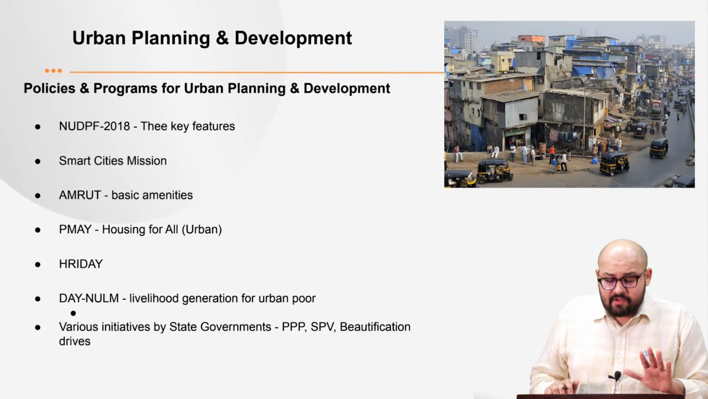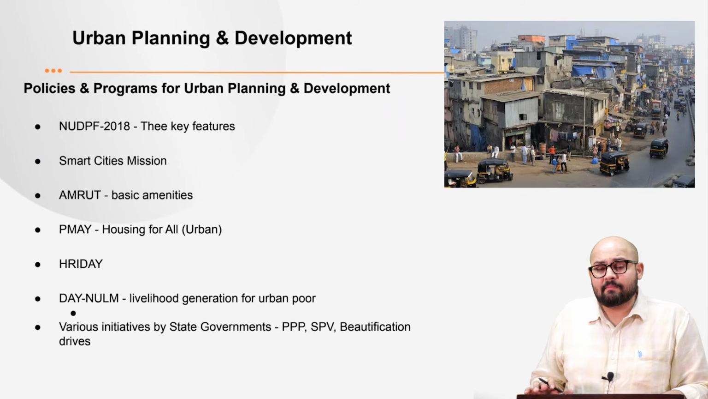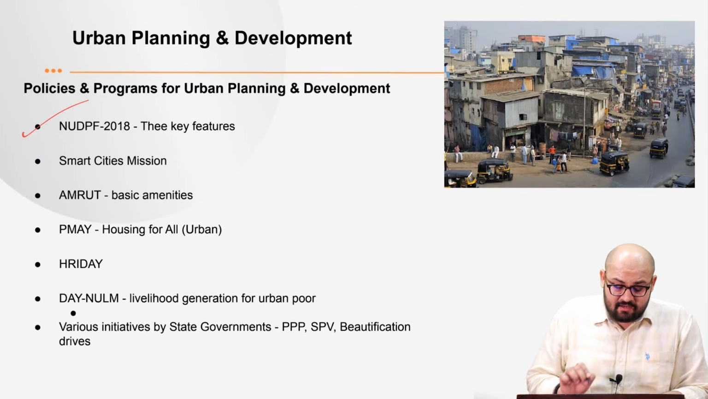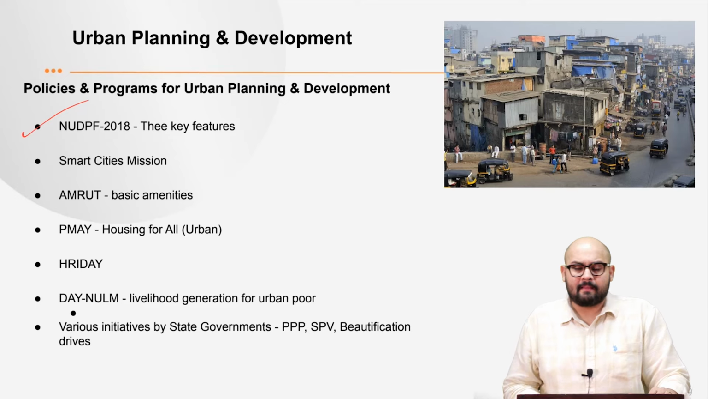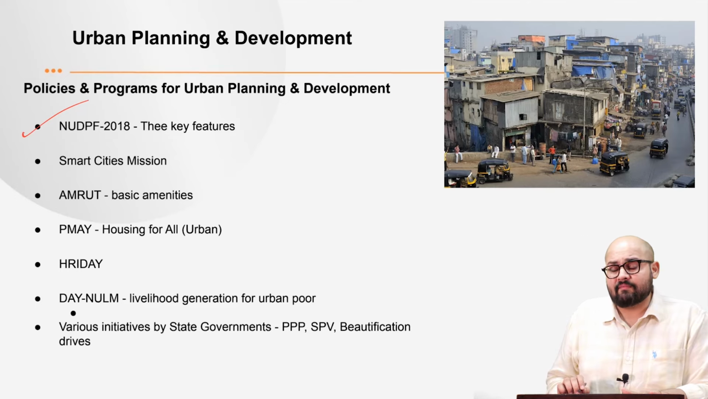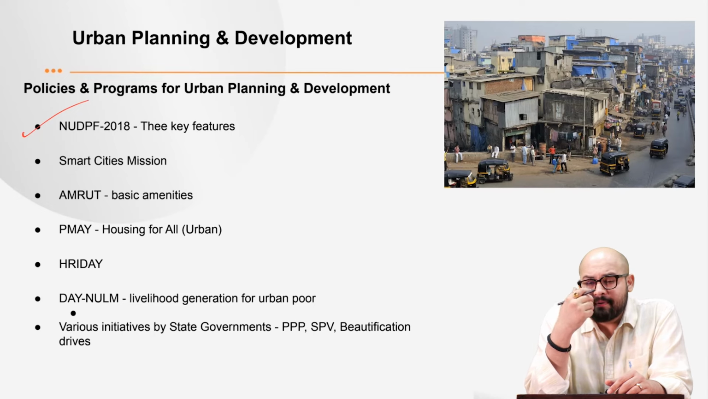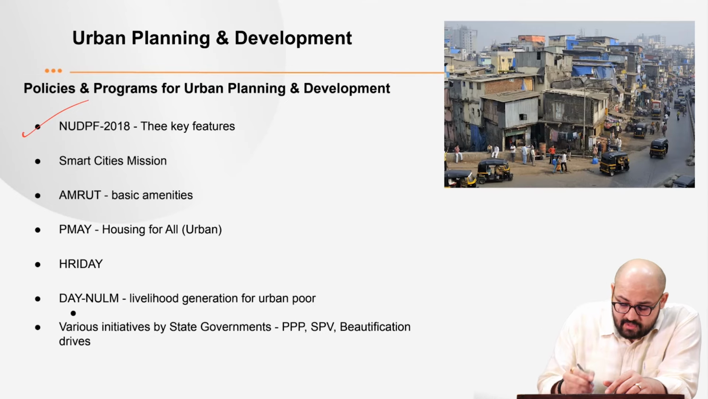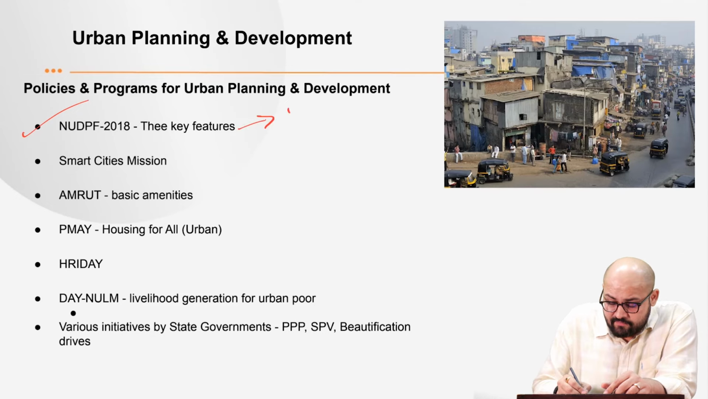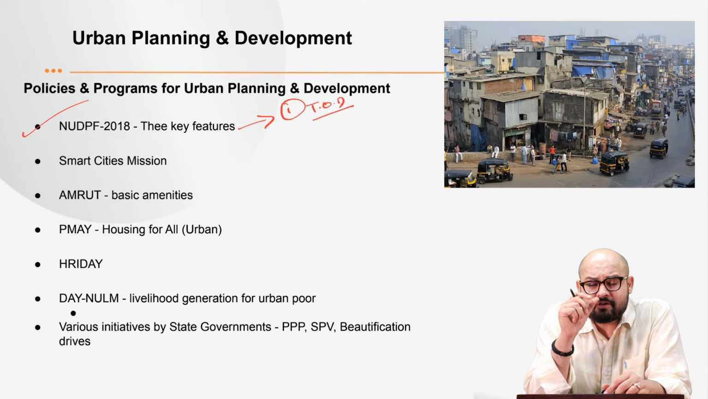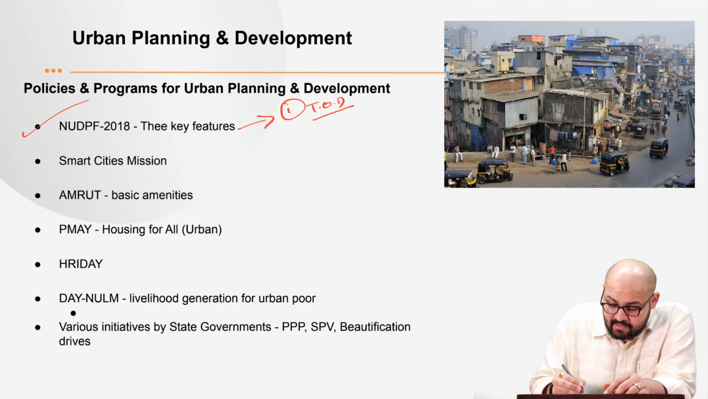See, the first policy with respect to urban planning and development in India is the National Urban Development Planning Framework. See, this policy framework is the overarching framework when it comes to the principles and the visions of urban development in India, right? It is primarily based on three features. The first is transit-oriented development. That is, that development should take place along and around the public transportation systems.